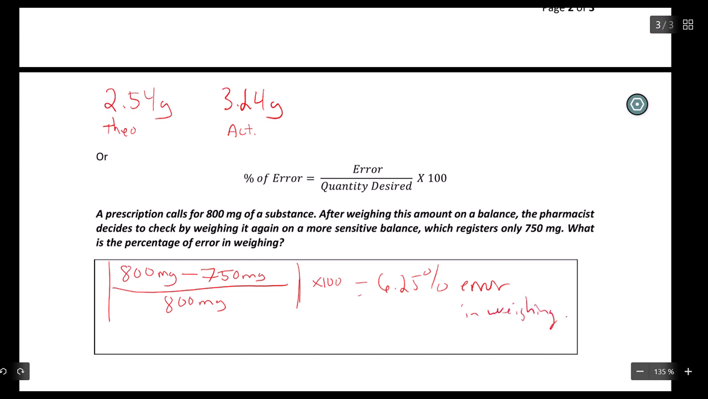Like I said, about 10% error in weighing on the final dosage form would typically be fine, but not for weighing of powders. We want to be usually less than 5% error in weighing, so that would not be appropriate. It would not have been good.